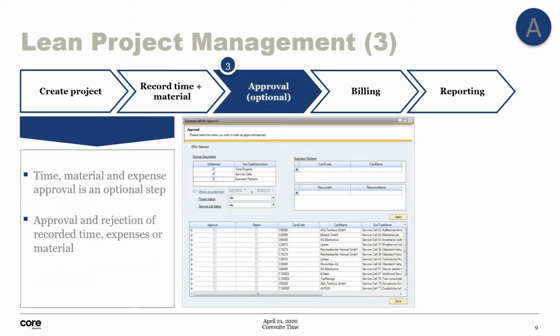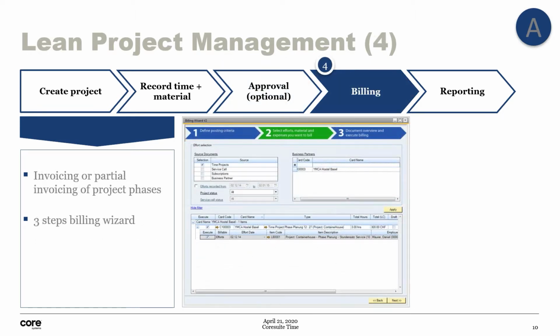Another step, as you can see, is optional: working with an approval system, which means that the supervisor, boss, or whoever gives the approval on time, material or expenses, or can of course reject it or make changes. And when the work is done on the project, we also have the possibility to invoice it.